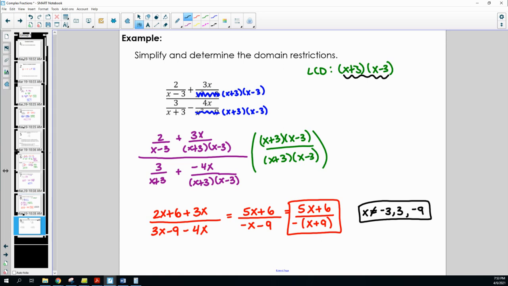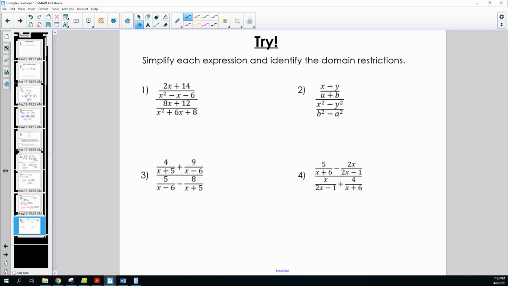Okay, and then now you guys are going to try these 4 problems. So you have 2 that don't have any addition or subtraction going on where you need common denominators, and then 2 that do. Okay, make sure that you simplify each one and identify your domain restrictions.